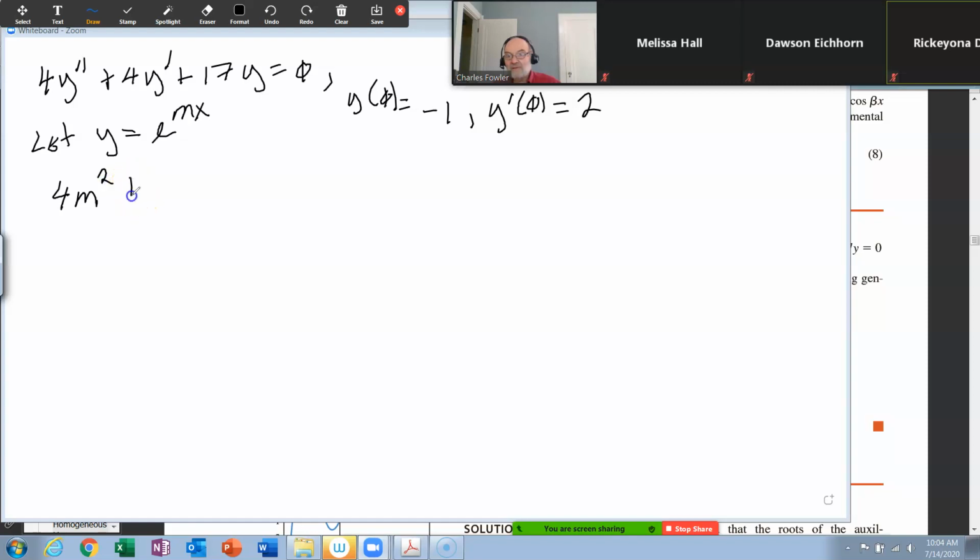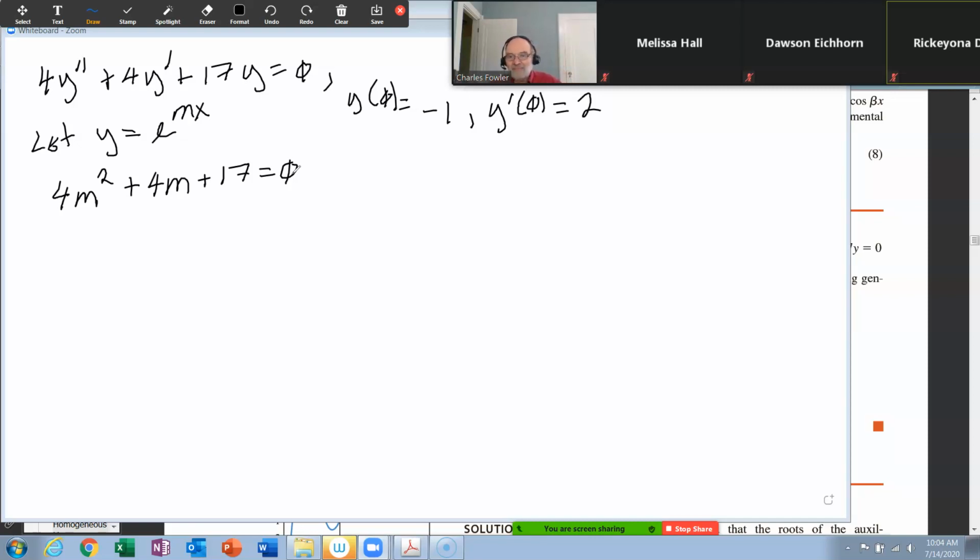For m squared plus 4m plus 17 is equal to 0. Anyone want to try to factor that one? Again, 17 is a prime number, so the only factorization is 1 and 17. I don't think there's any way in the world you're going to factor that and get a 4m as a middle term, 4 as a middle coefficient.